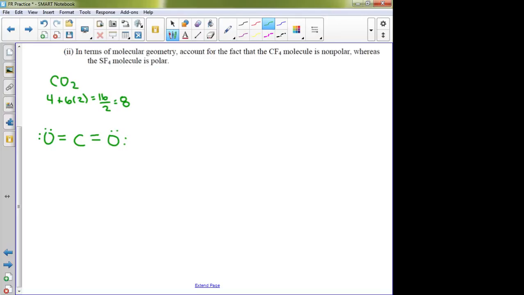So now I've got 1, 2, 3, 4, 5, 6, 7, 8. Notice oxygen has how many surrounding it? It's got 4 pairs. That's what it wants. Carbon has how many? 4 pairs. And the oxygen on the end has 4 pairs. So is everybody happy? Everybody's happy.